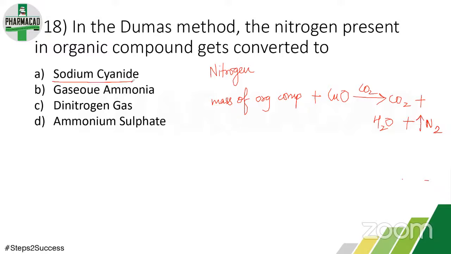So first is sodium cyanide, which is not in the reaction at all. Gaseous ammonia, no. Dinitrogen gas, N2 gas is nothing but the dinitrogen gas. So the answer is option C, dinitrogen gas.